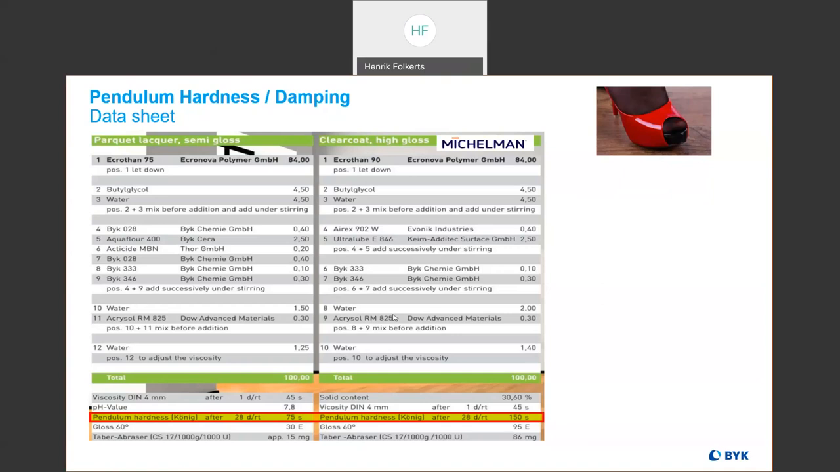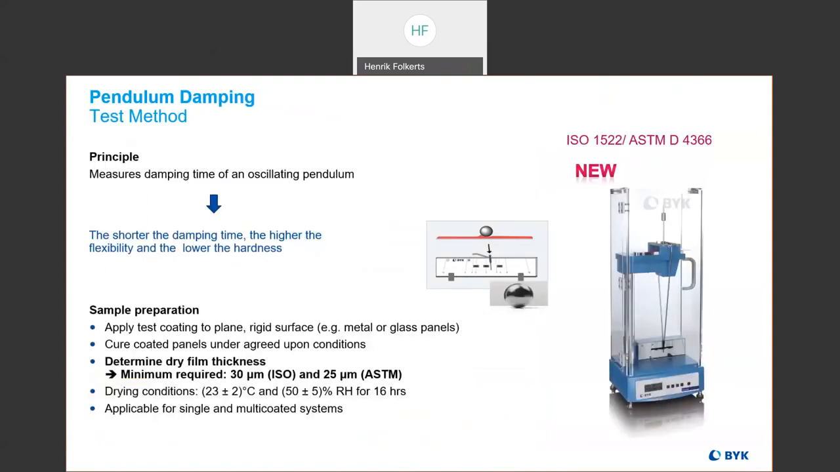What do these time specifications indicate? The semi-gloss coating is much more flexible than the high gloss coating. Or in other words, the high gloss coating is harder. How does the procedure look? The test method is defined as an ISO and ASTM method. We measure the damping time of an oscillating pendulum. And the shorter the damping time is, the lower the hardness and the higher the flexibility.